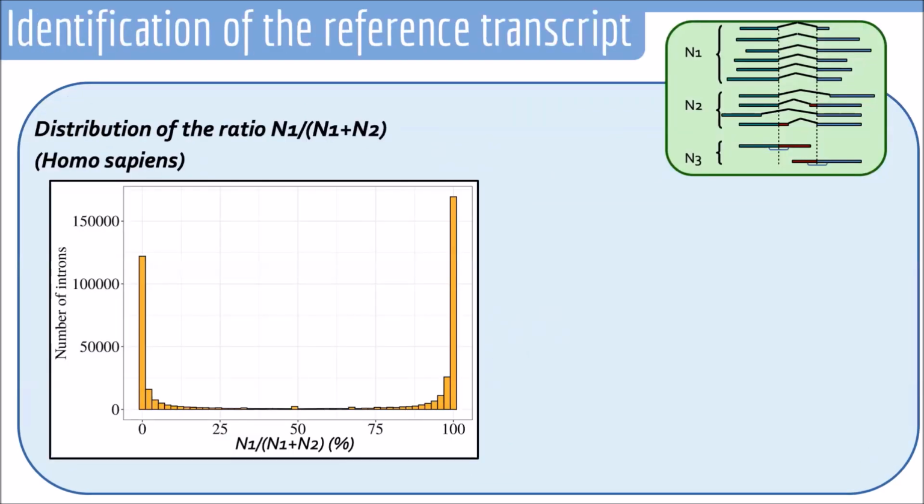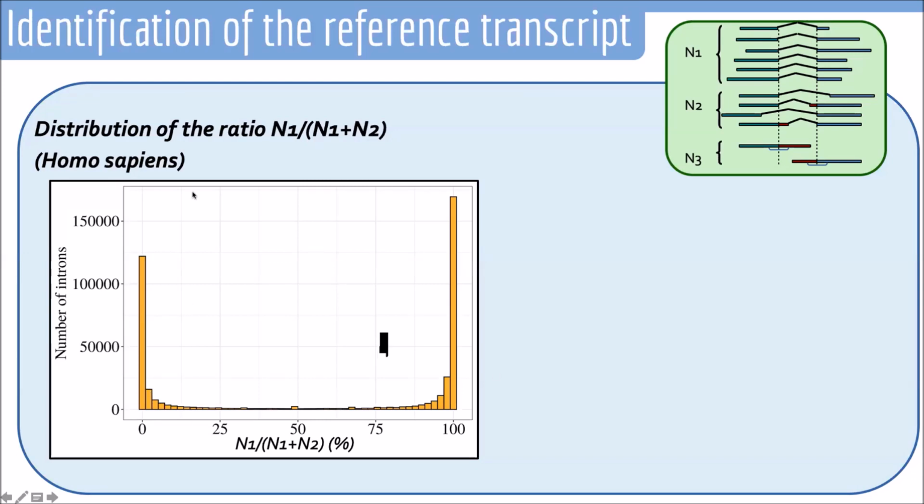And in the end, we measured for each intron the proportion of spliced reads, so N1 divided by N1 plus N2. And so here you have a picture to remind you what N1 and N2 correspond to. So for each intron, we computed the proportion of spliced reads that overlap this intron and that correspond to the precise boundaries of these introns. And we looked then at the distribution of this ratio.